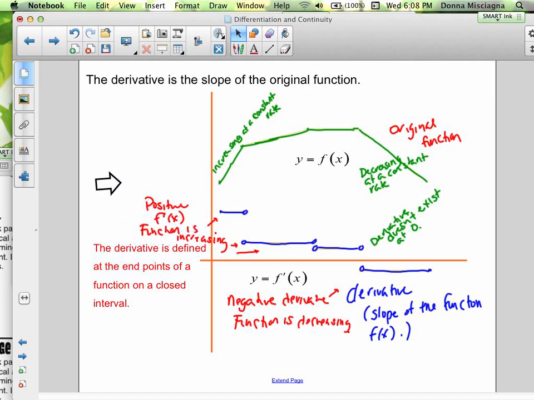All right, so the derivative is defined at the endpoints of a function on a closed interval. The derivative does exist here at the endpoint. It does exist here at this endpoint, but it does not exist here, here, and here. Any thoughts as to why? Well, I am going to go over it.